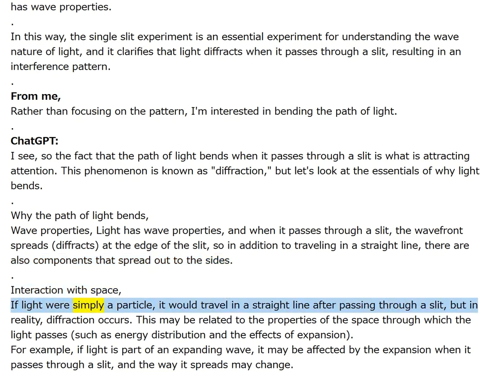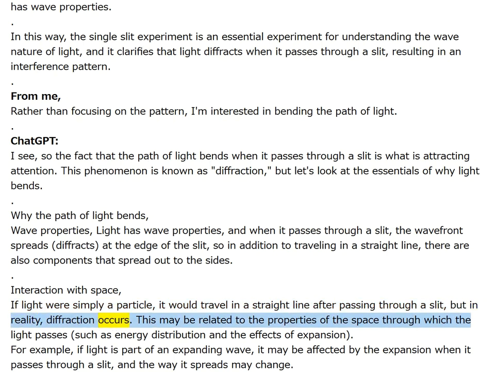If light were simply a particle, it would travel in a straight line after passing through a slit, but in reality, diffraction occurs. This may be related to the properties of the space through which the light passes, such as energy distribution and the effects of expansion. For example, if light is part of an expanding wave, it may be affected by the expansion when it passes through a slit, and the way it spreads may change.